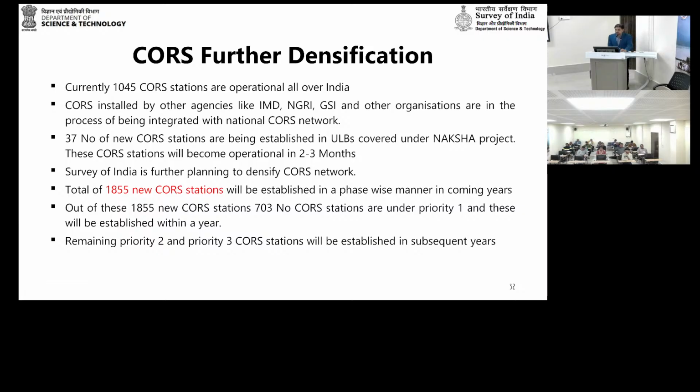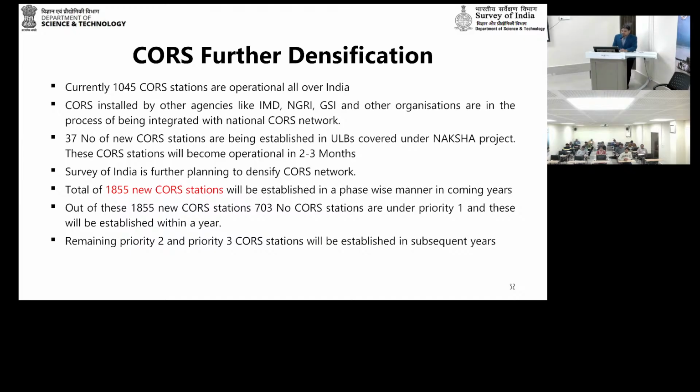CORS for identification: currently, 1045 CORS stations are operational all over India, and CORS installed by other agencies like IMD, NGRI, GSI and others are in the process of being integrated with the national network. The CORS established by other agencies are independent CORS, and we are in touch with them to integrate them into our national network. And 37 new CORS stations are being established in urban local bodies covered under the NAKSHA project. While we are executing the NAKSHA project, we are establishing a CORS in those 37 ULBs, and I think these CORS stations will be operational in 2-3 months.